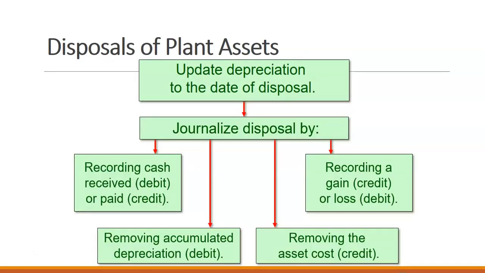When we want to dispose of a plant asset, first we update our depreciation to the date of disposal. Then we are going to create a journal entry. If we are disposing of the equipment or selling it, we're going to remove the asset cost and remove accumulated depreciation. We're going to record if we received any cash or if we had to pay cash out for disposal. And then we're going to record a gain or a loss on disposal.